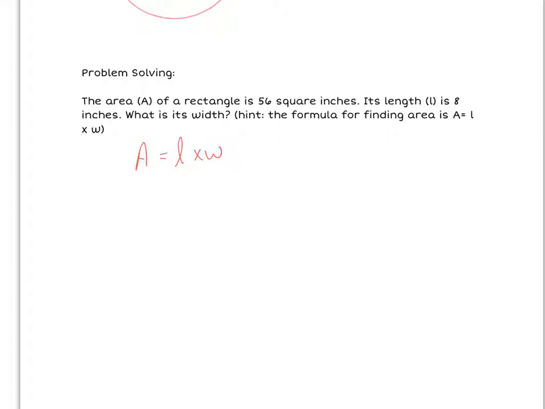So we're going to go up into our problem and figure out, what do I know? So we know a rectangle is 56 square inches, the area of it is. So that 56 we can put right here. The other thing we know is that the length is 8. So we put an 8 here. We don't know the times W. We don't know what W is. We're trying to figure that out. That's what the question says here. What is the width? So what would I do?